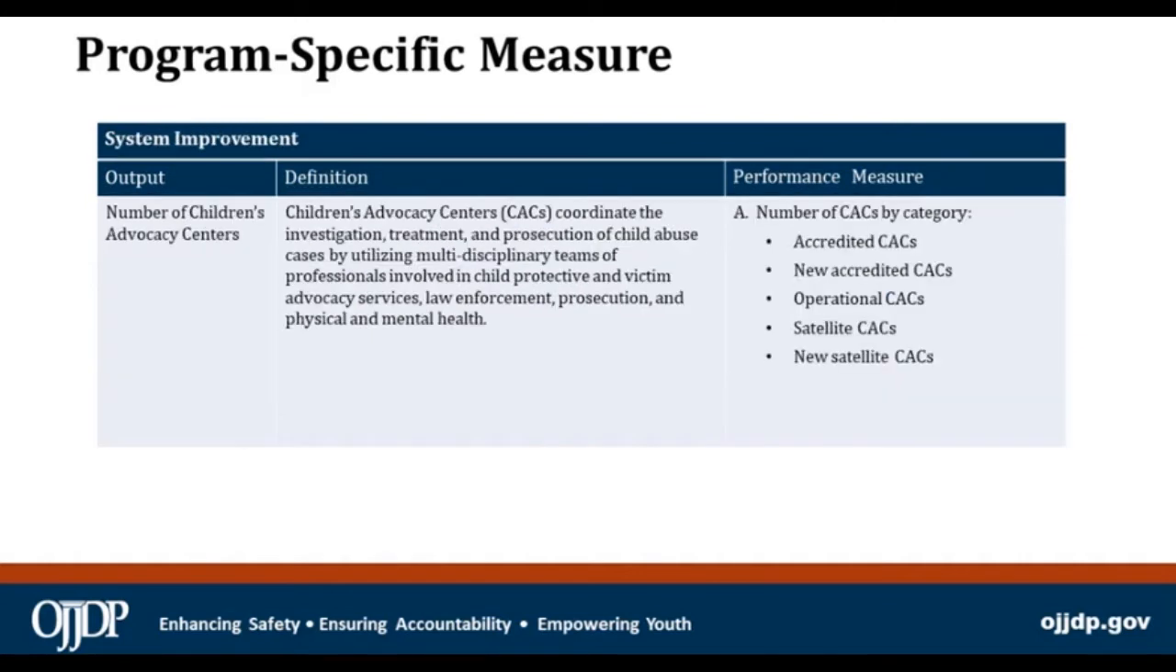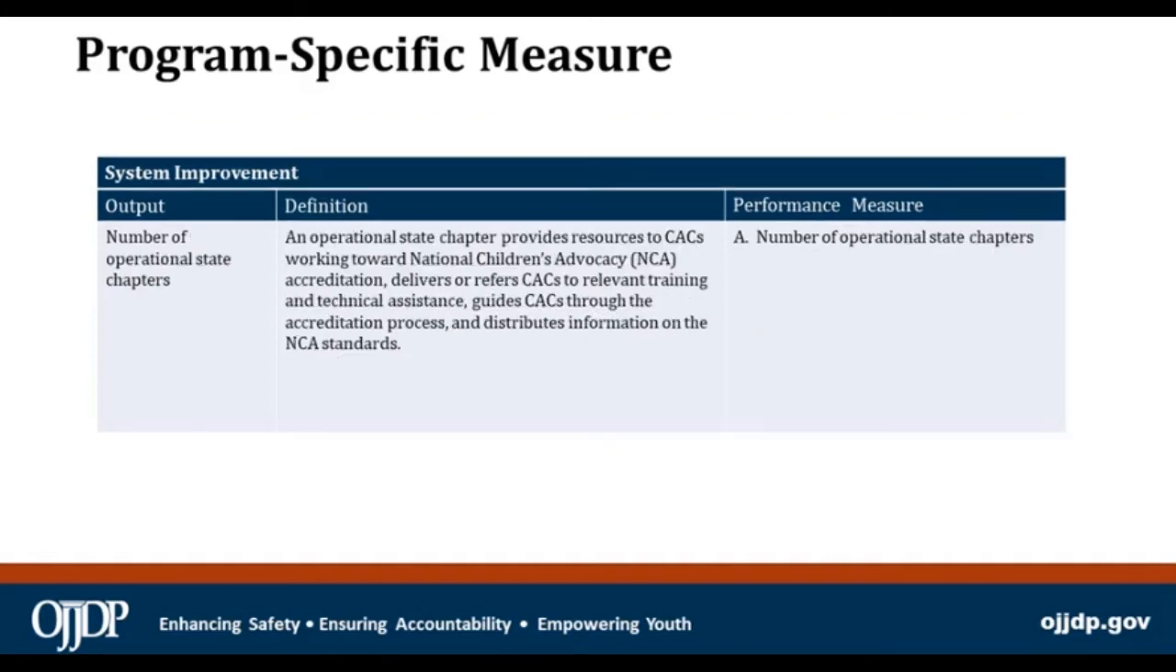Number of children's advocacy centers is a program-specific system improvement measure. For this measure, you will provide the number of children's advocacy centers by category: accredited, new accredited, operational, satellite, or new satellite. Number of operational state chapters is a program-specific system improvement measure. You will provide the number of operational state chapters during the reporting cycle.